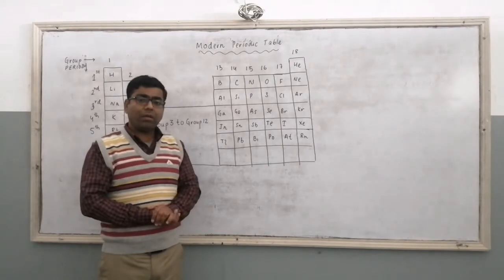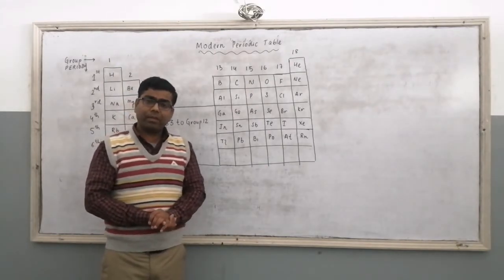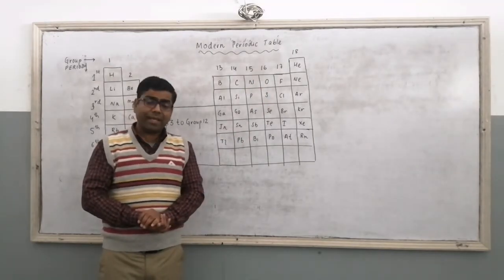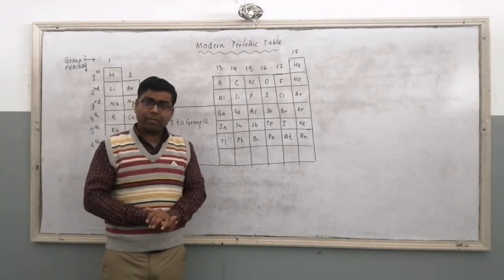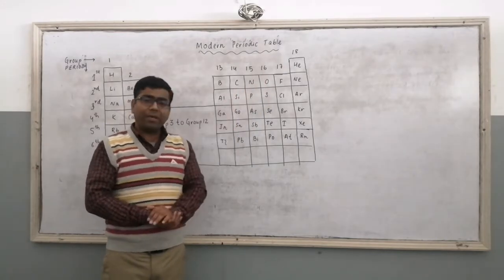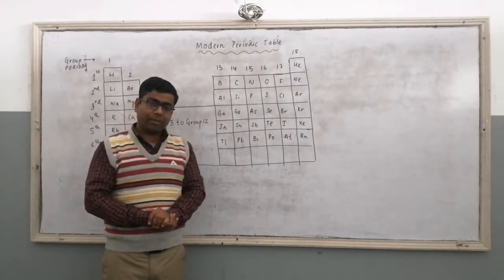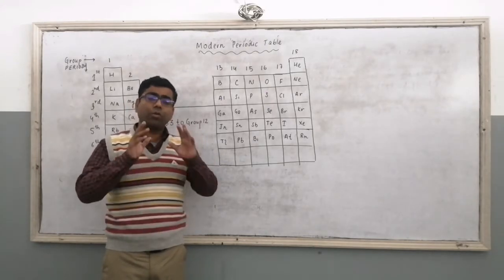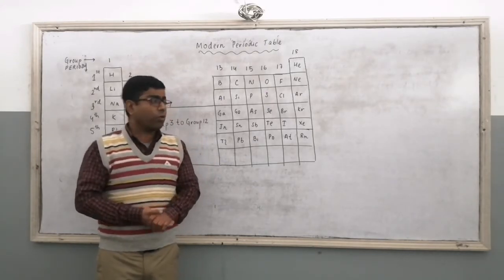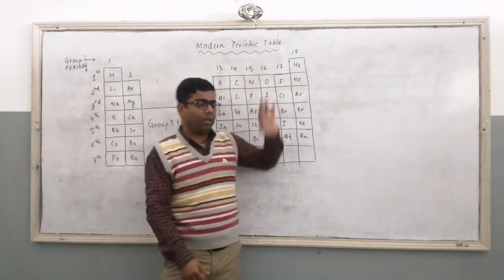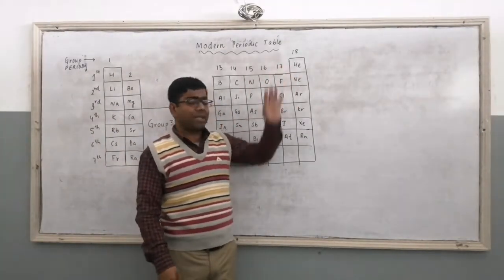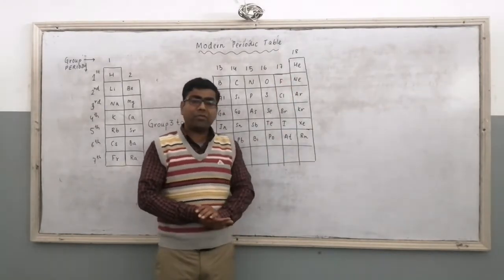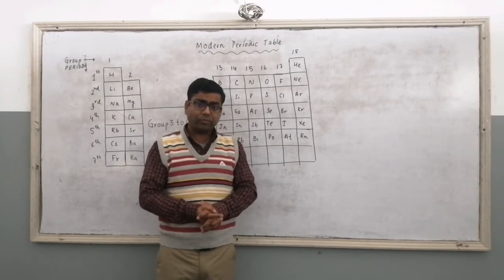For group 15, 15 minus 10, there will be 5 electrons. For group 16, 16 minus 10, 6, there will be 6 electrons. Group 17, 17 minus 10, 7 electrons. There will be 7 valence electrons, or the outermost shell will have 7 electrons. If we talk about group 18, then except helium, 18 minus 10 is 8. Except helium, all the remaining elements will have 8 valence electrons.